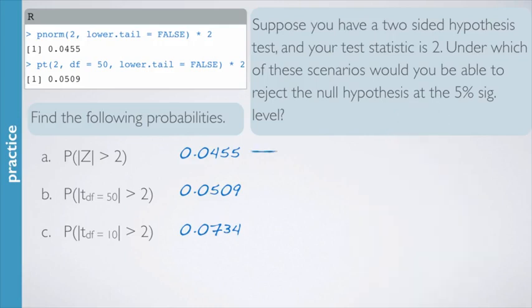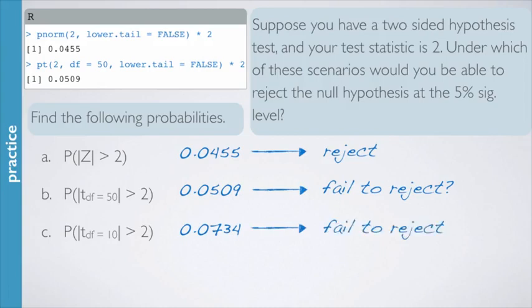For the first scenario, we have a p-value of 4.55%, which is indeed less than 5%, so we would reject the null hypothesis. We would also like to mention that this p-value is pretty close to 0.05. In the second scenario, the p-value is greater than 5%, so we would fail to reject the null hypothesis, though again we should mention that the p-value is pretty close to 5%. And in the last scenario, we would definitely fail to reject the null hypothesis.